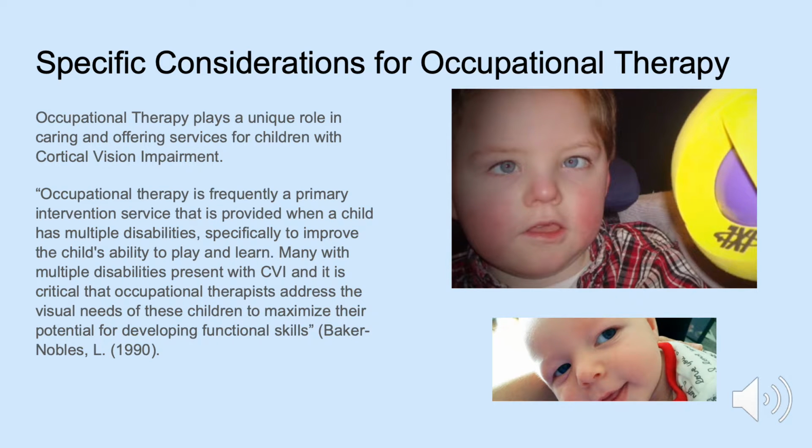Specific considerations for occupational therapy. Occupational therapy plays a unique role in caring and offering services for children with cortical vision impairment. Occupational therapy is frequently a primary intervention service that is provided when a child has multiple disabilities, specifically to improve the child's ability to play and learn.